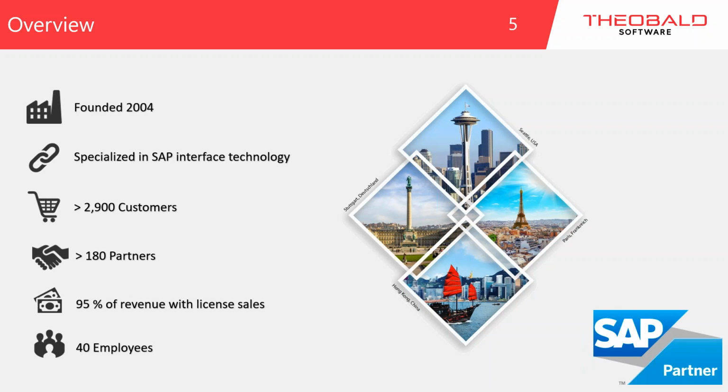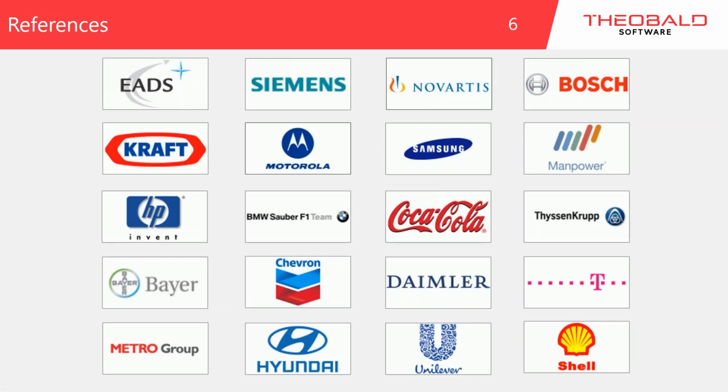Very important for us are our partners because, as you can see, 95% of the revenue are done by license sales. That means it's very important to have good partners worldwide which support us relating to the consulting part. And as you can see, we have around 180. We have 40 employees, and most of them are based at our headquarters here in Stuttgart. And besides that, we have a subsidiary in Seattle, Paris, and in Hong Kong.